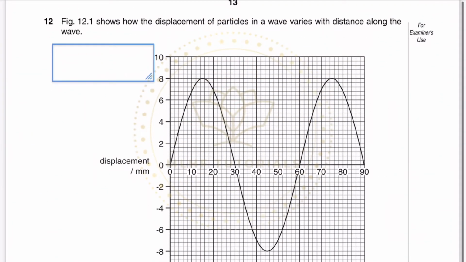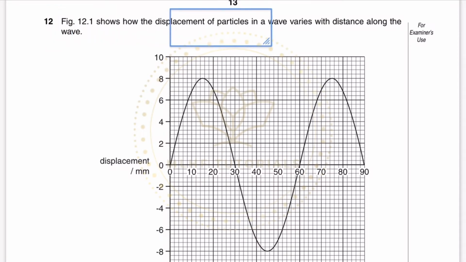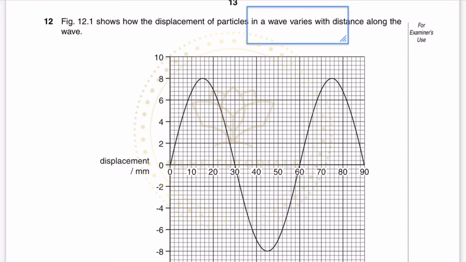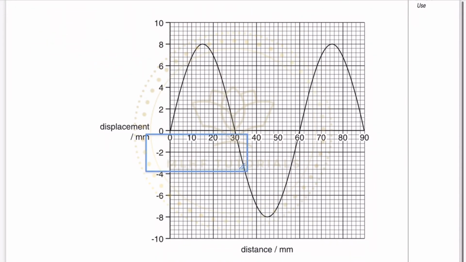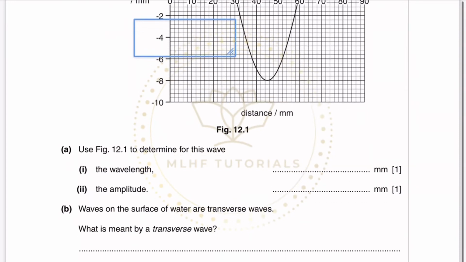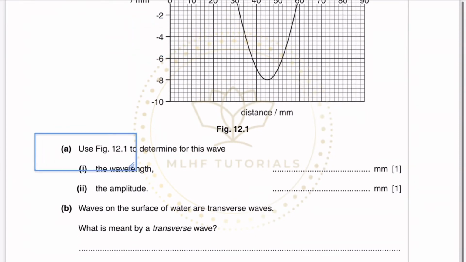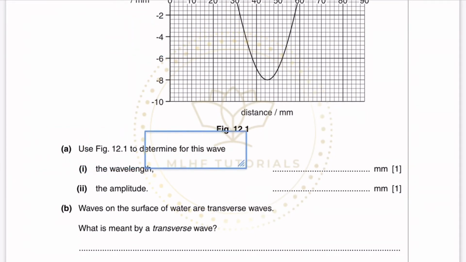Okay, question 12. Figure 12.1 shows how the displacement of particles in a wave varies with distance along the wave. Here you have the graph. Use figure 12.1 to determine for this wave, part 1, the wavelength, and part 2, the amplitude. Let's go with the wavelength first.